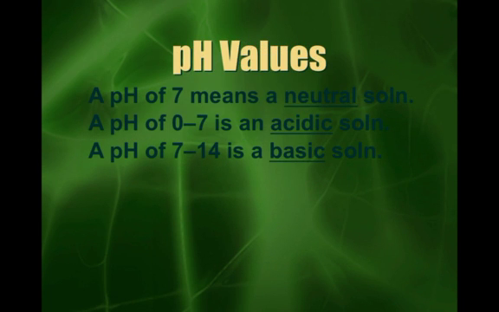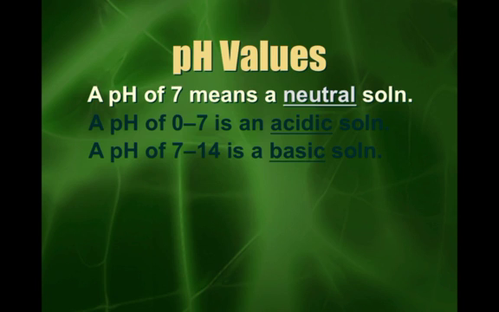Okay, very important pH values here. A pH value of 7 means that it is a neutral solution. You got to get this down. There's a picture at the bottom of 403 that can help you understand this. But a pH of 7 means a neutral solution. All right, a neutral solution.